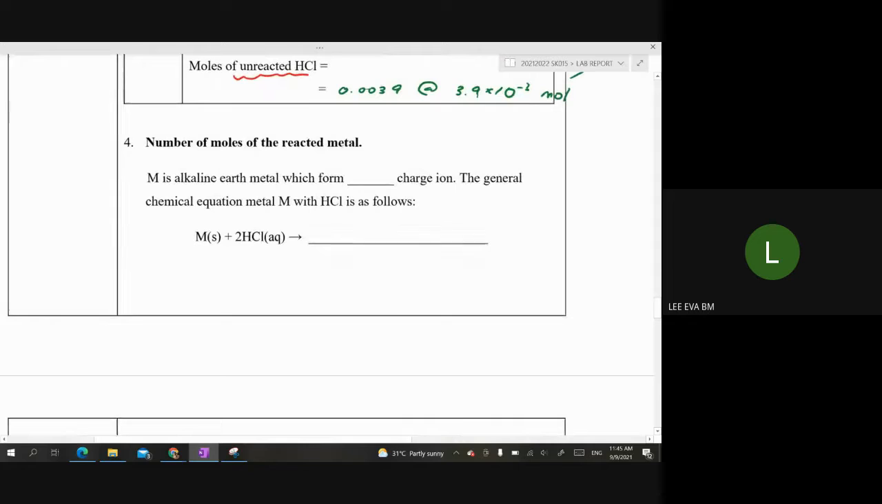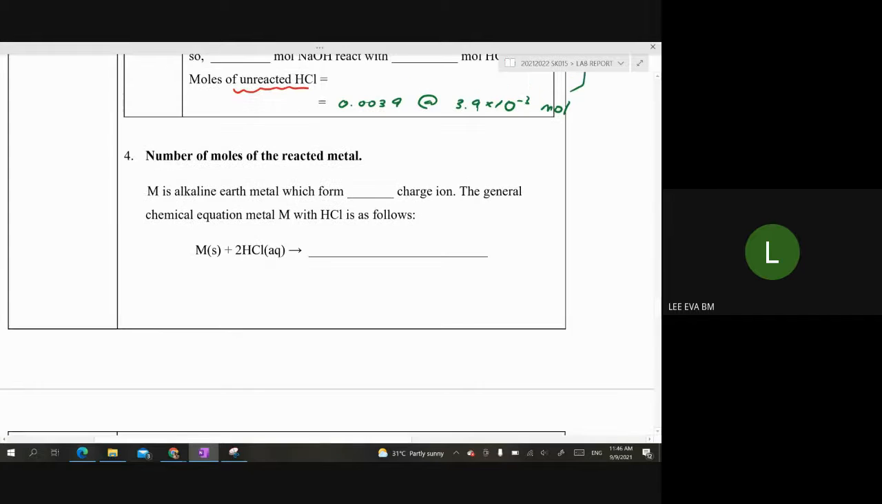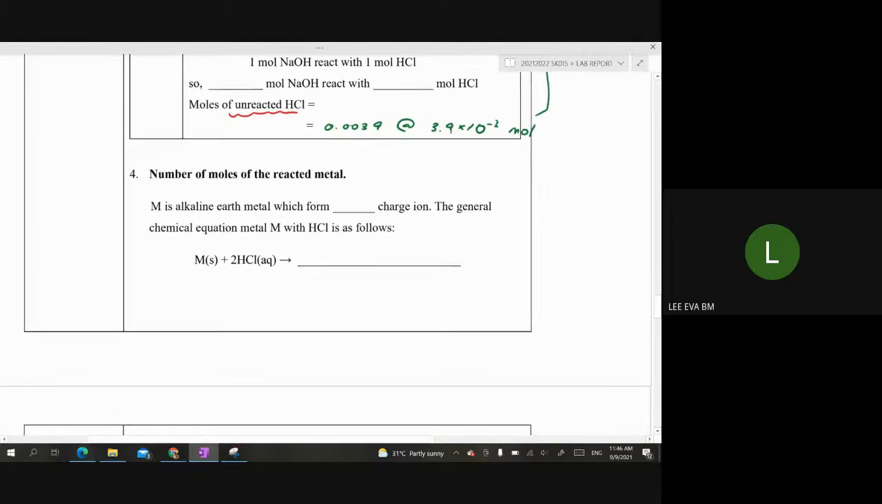Okay. For part 4 over here, we have to calculate the number of mole of the reacted metal. So, tadi untuk part 3, kita kirakan untuk unreacted HCl. So, now we want to know from the unreacted HCl, how many actually we have for our metal. Okay, so ini adalah back titration. Dia pening sikit sebab dia kena reverse the process.